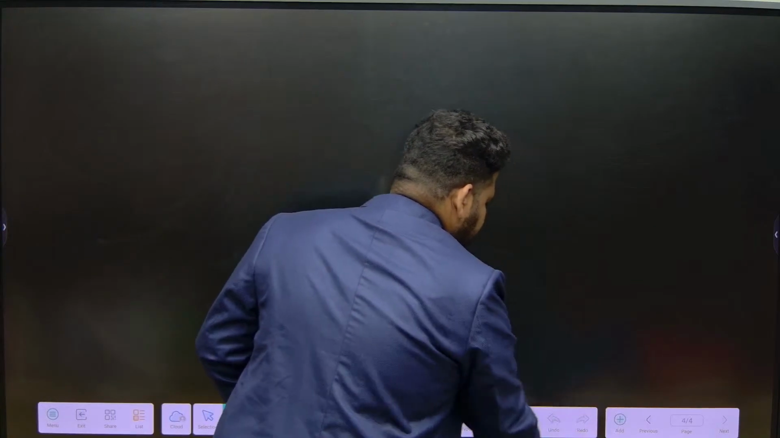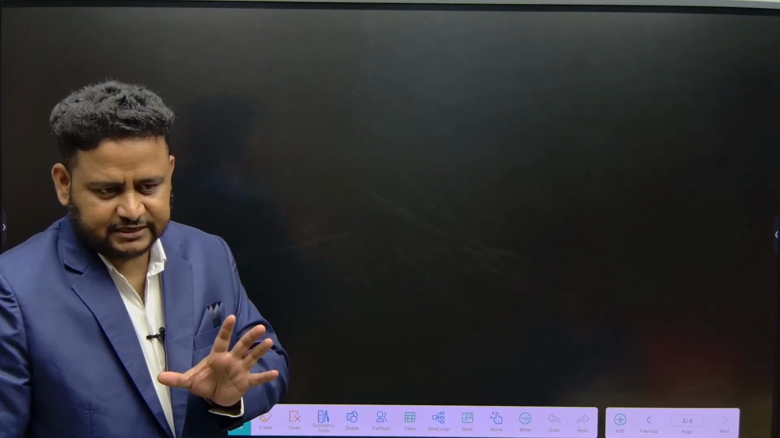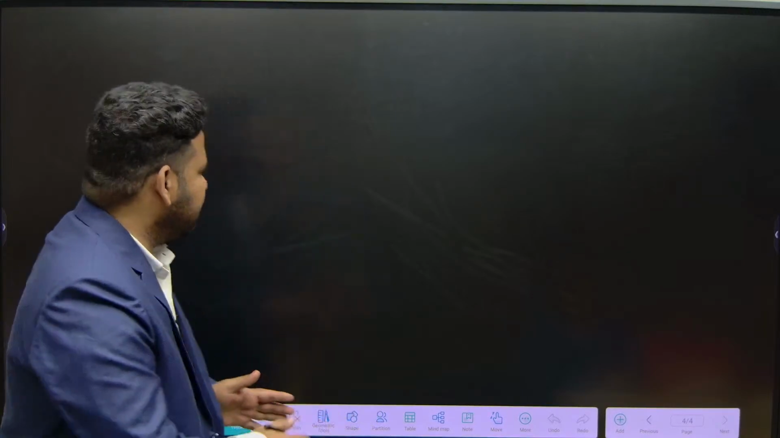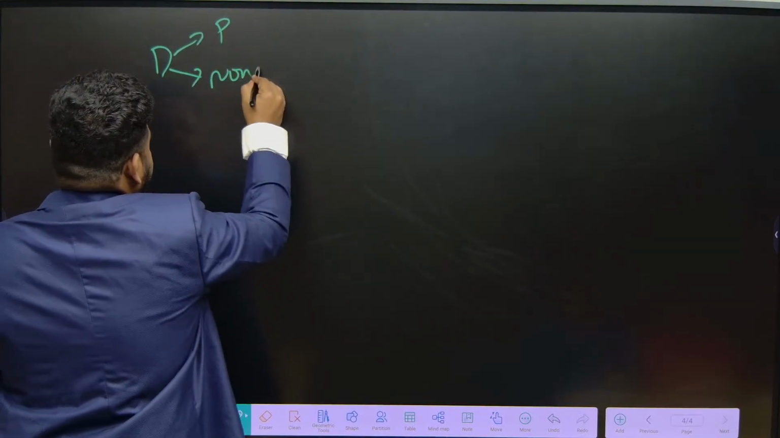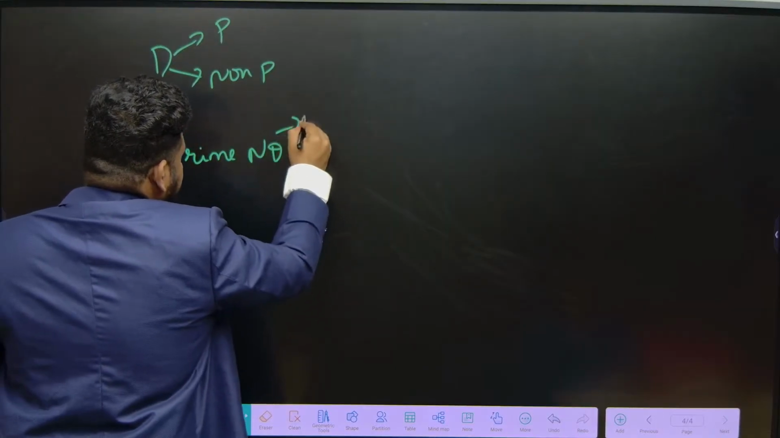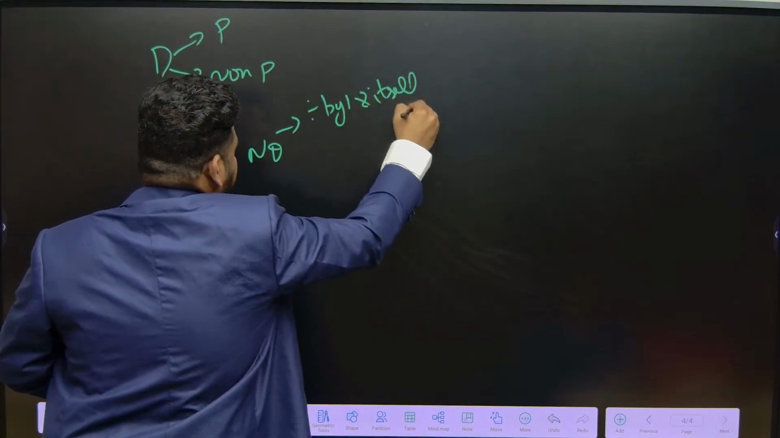Now let us learn one theorem that is there for the remainder. One very important theorem. We are talking about the denominator. Till now I was talking about the denominator. There are two possibilities: the denominator can be a prime number or a non-prime number. What do you mean by prime number? It is divisible by 1 and itself.